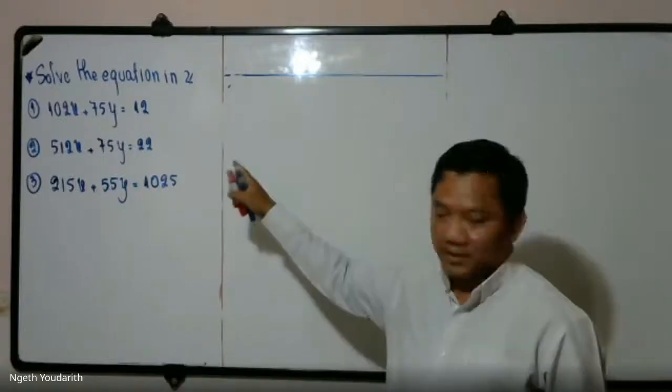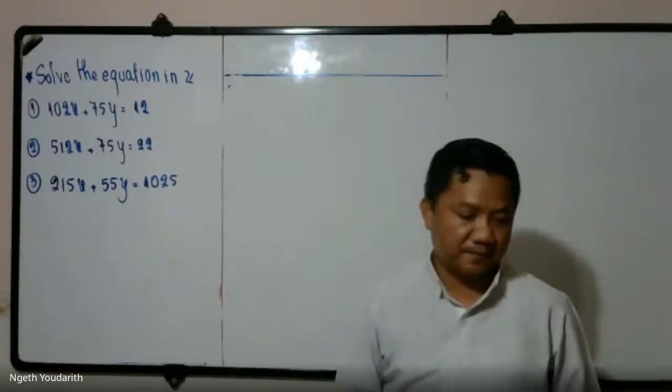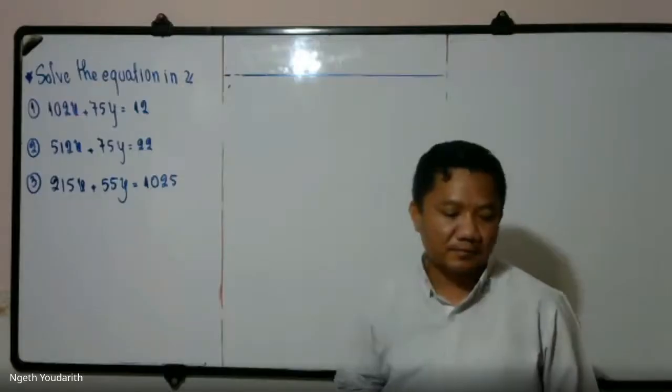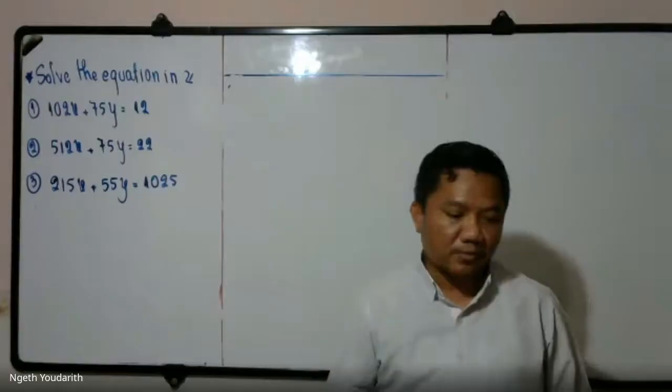How about the first equation? The first equation is 102x plus 75y equal 12. And the second? 512x plus 75y equal 22. And the third? The third is 215x plus 55y equal 1025. Okay, thank you very much.